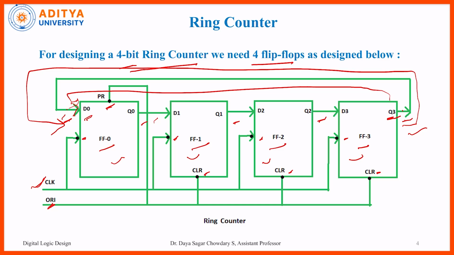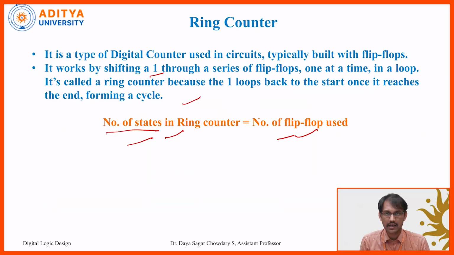If the clock signal is enabled, whatever the data, D0 is 0, Q0 is 0, D1 is 0, Q1 is 0, D2 is 0, Q2 is 0, D3 is 0, Q3 is 0. That means initially all the states are 0, because D0 depends on Q3, and Q1 depends on D1. So if we start from the initial condition, all zeros, only zeros will rotate. We call this completely zero data inside the ring counter.